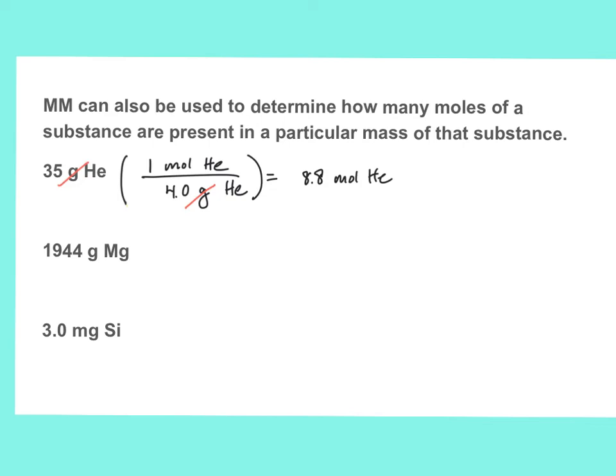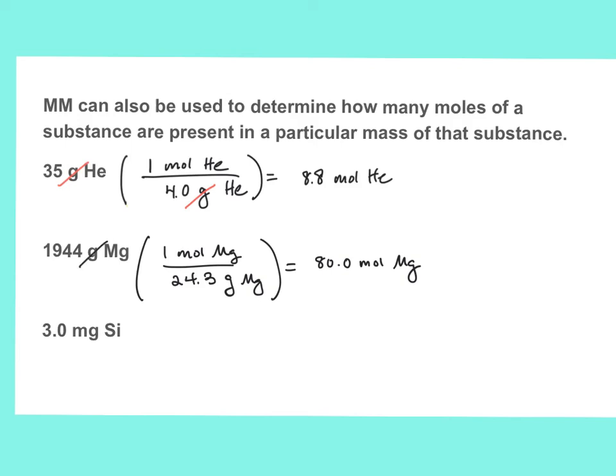It is still true if I invert it, just as a metric conversion is true whether I write 100 centimeters over 1 meter or 1 meter over 100 centimeters. So the molar mass can be inverted as needed to do unit cancellation. In the second example, magnesium has a molar mass of 24.3 from the periodic table. That goes in the denominator, cancel out the grams, and we end up with 80.0 moles.